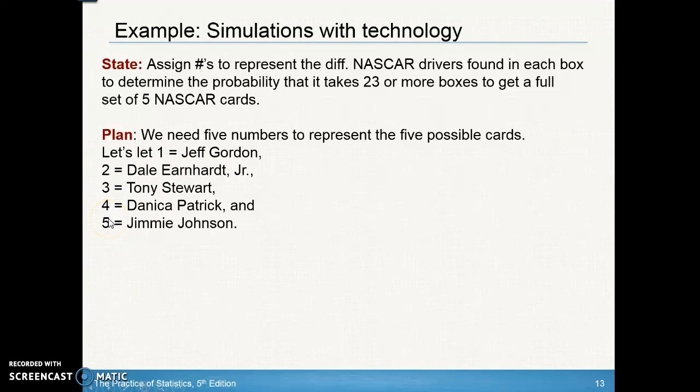Because basically, think about this. You have a pile of numbers, and you want to know what's the probability it takes 23 or more boxes to get all 5 cards. Well, I have to then somehow label these cards using numbers.